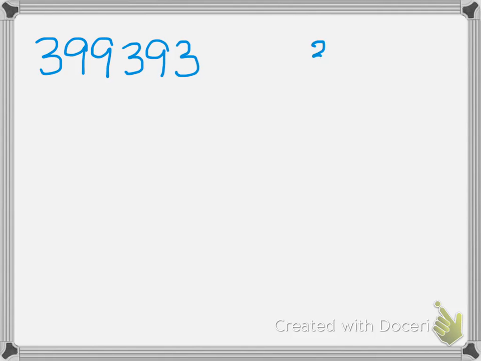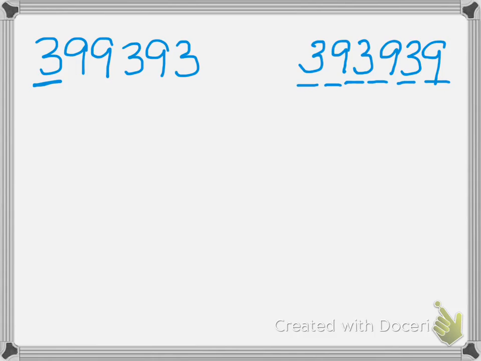How do we compare to see which one's bigger? Let's say we're comparing 393,399 and 393,939. Which one is bigger? We can start comparing from the biggest place value, so start comparing from the left. We have the same number of digits, which is 6, so we're going to have to compare digit by digit.